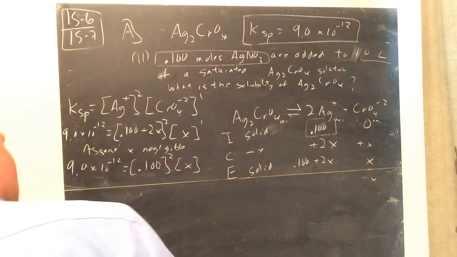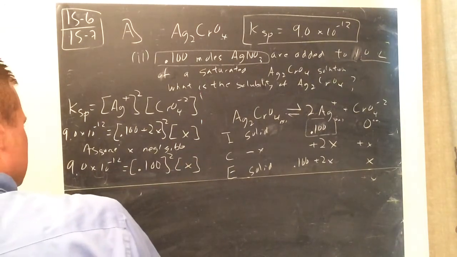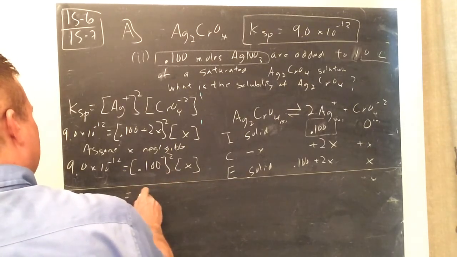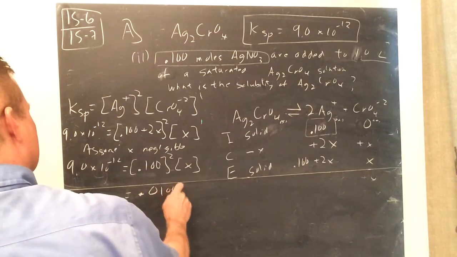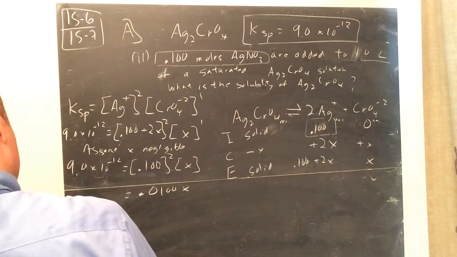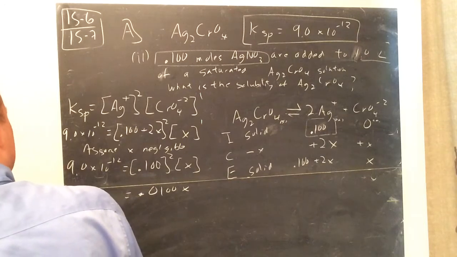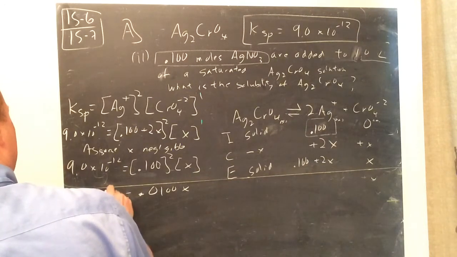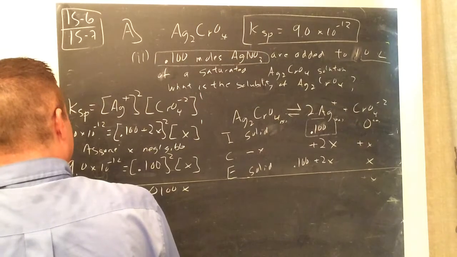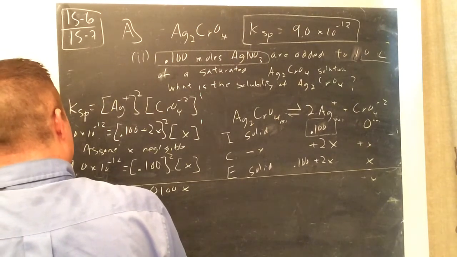All right, now, let's see. 0.100 squared, I'll just go on and do that. 0.0100x. That squared times x becomes that. 0.0100x is 9.0 times 10 to the negative 12. So we're going to divide that out. So 9 times 10 to the negative 12 divided by 0.0100. 9 times 10 to the negative 10. That's really, really small.